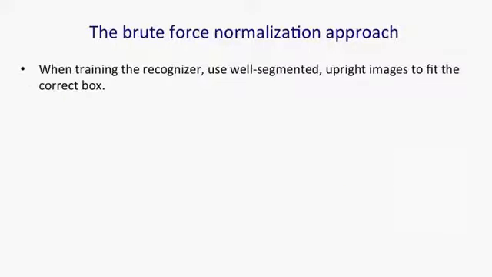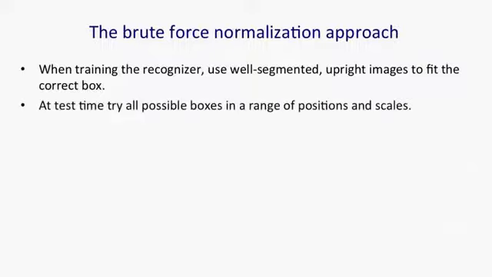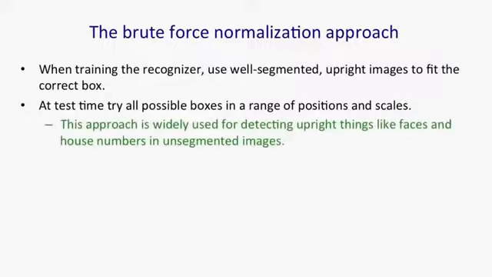The brute force normalization approach works like this. You use well-segmented upright images that you can judiciously put a box round when you train the recognizer, and then at test time, when you have to deal with cluttered images, you try all possible boxes in a whole range of positions and scales. This approach is widely used in computer vision, particularly for detecting upright things like faces or house numbers in unsegmented images.